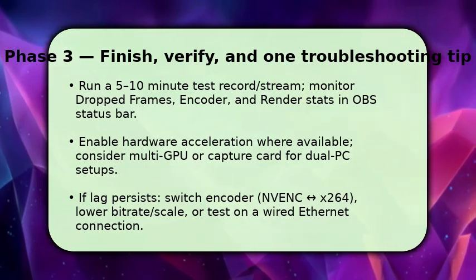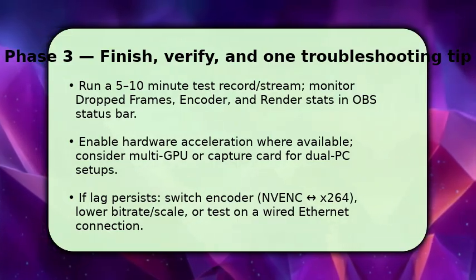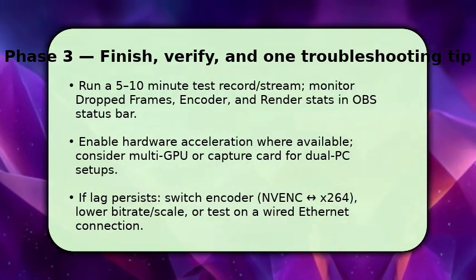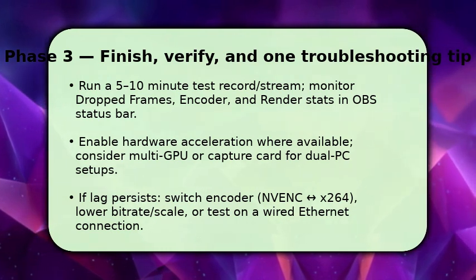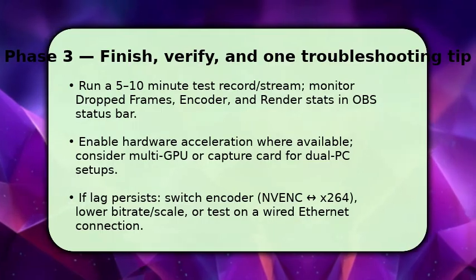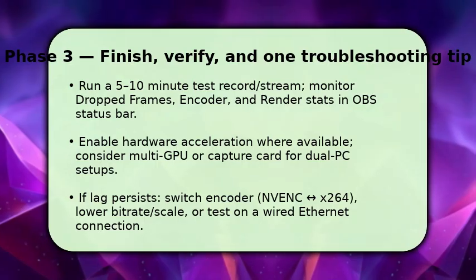Make sure network is stable. Use wired Ethernet to avoid packet loss. If issues persist, switch encoders between NVENC and X264, drop output scale or bitrate, and update drivers. One key troubleshooting tip: reproduce the problem during a test, then change one variable at a time.